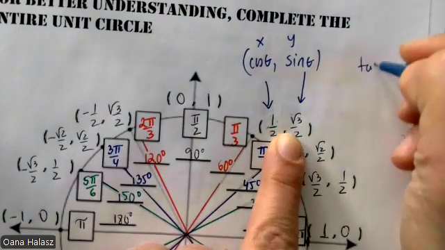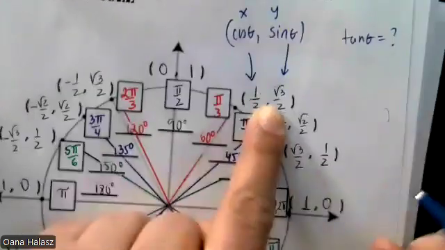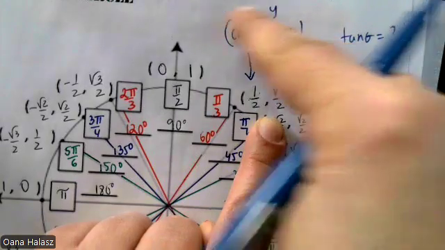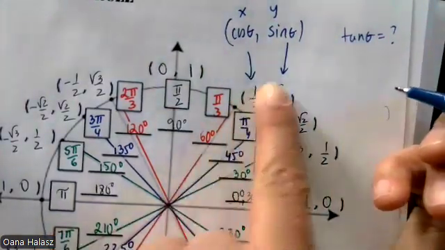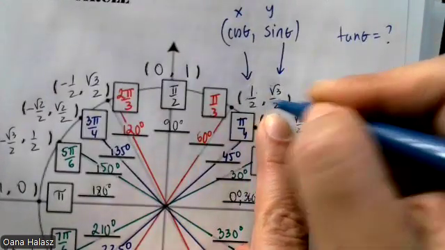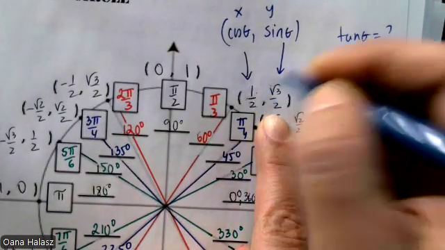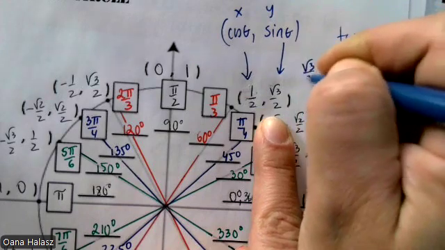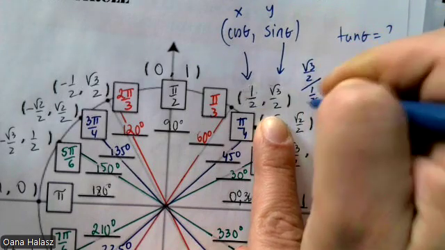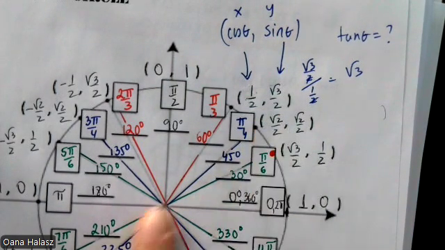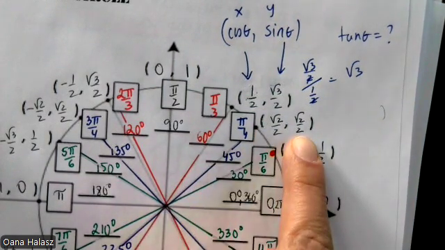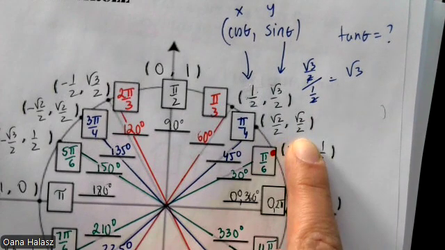How about the tangent values? All you've got to do is divide y by x, right? So for the 60-degree angle, you have to do square root of 3 over 2 divided by 1/2, which is square root of 3, right? For the 45-degree angle, the tangent of that angle, you're going to have to divide square root of 2 over 2 by itself. You're going to get what?